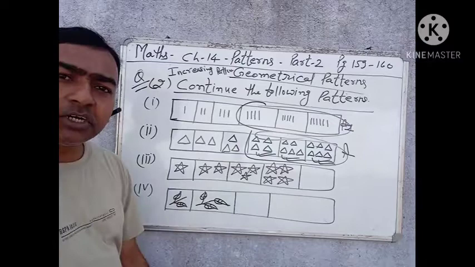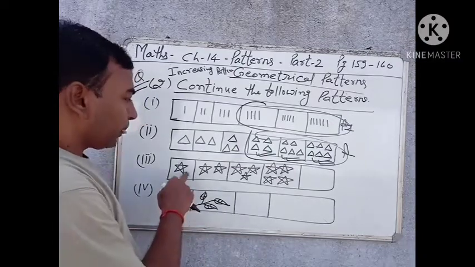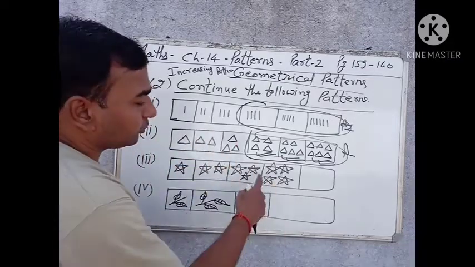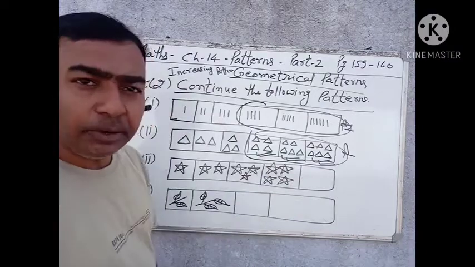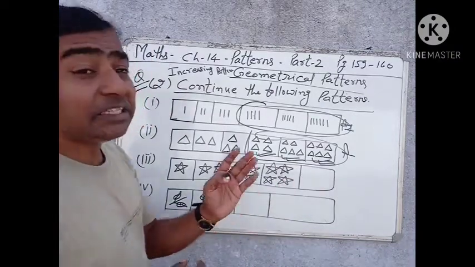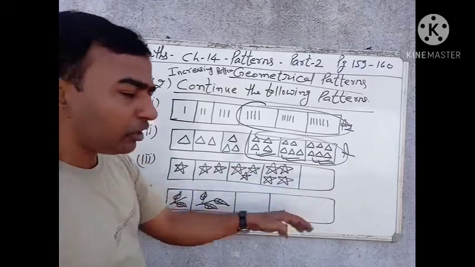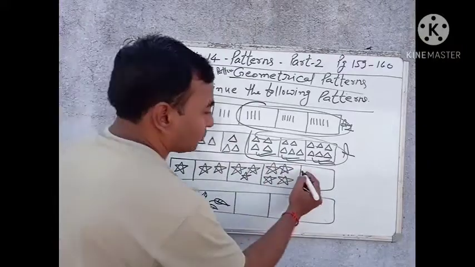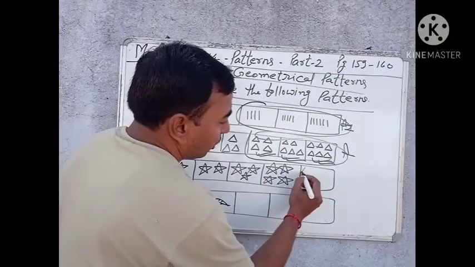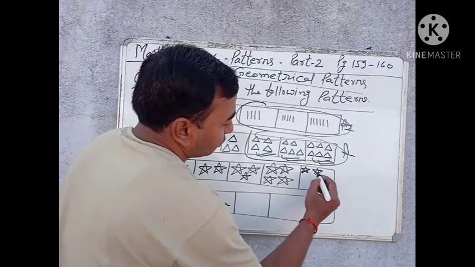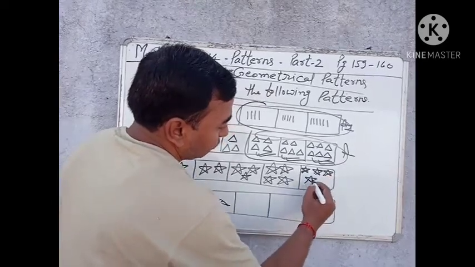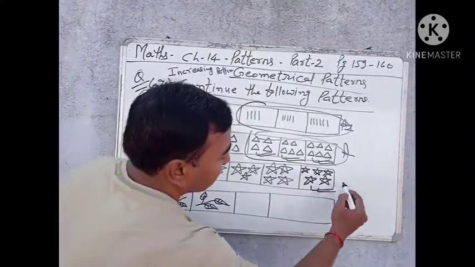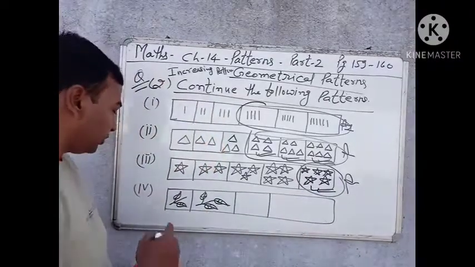Now come to question number 3. You can see that I have drawn in the first box 1 star, in the second box 2 stars, in the third box 3 stars, in the fourth box 4 stars. The last box is empty, and we will fill this box with stars. How many stars will we draw in the last box? We will draw 5 stars inside the last box: 1, 2, 3, 4, 5. Okay, so this is our answer.